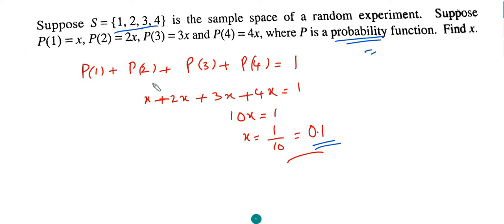If x is 0.1, then the probability of 1 will be 0.1. The probability of 2 is 2 into 0.1, that is 0.2. The probability of 3 is 0.3, like this. If we add all of them, it will be 1. Okay, hope you understood the second problem.